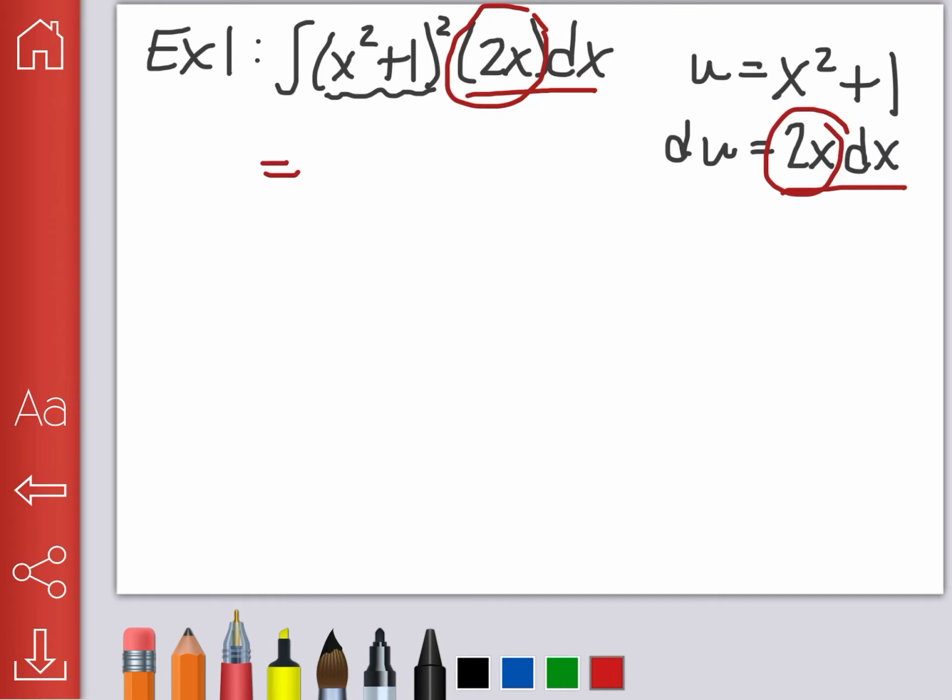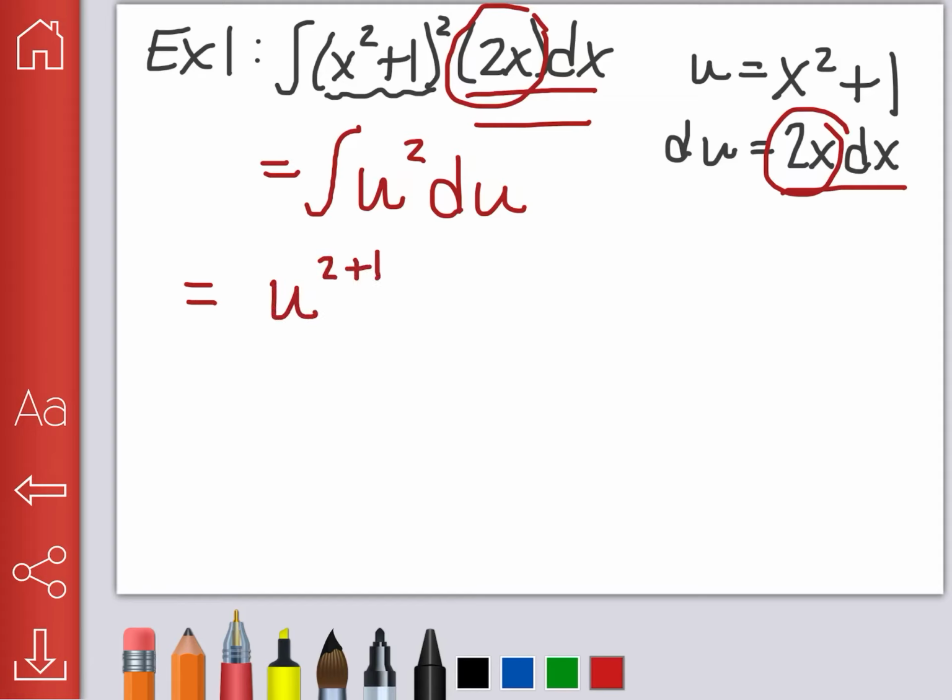So we have u is x squared plus 1. So our new integral is u squared, because it was x squared plus 1 squared. Our du is 2x dx. So now instead of integrating (x squared plus 1) squared 2x dx, we're just integrating u squared du with respect to u. So now we're just integrating something with respect to a different variable instead of integrating something much more complicated. Now it becomes our simple power rule.